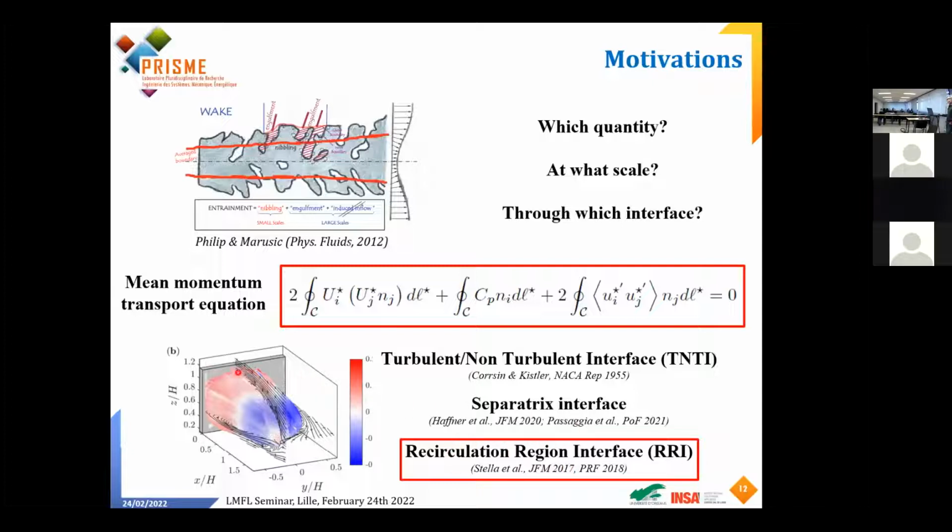And here we have an example behind. This is the base of a Hammett body, so a wake of a road vehicle. The flow is coming from here and goes to here. And here you see a typical reconstruction in 3D, from an experiment we have done, of this recirculation region interface.